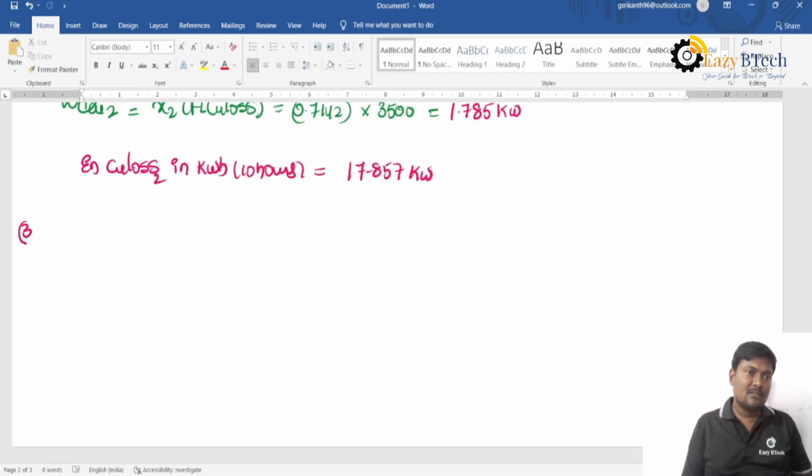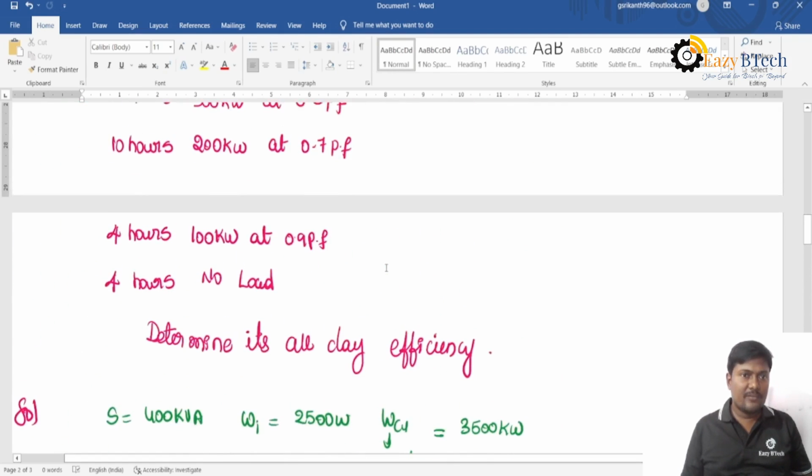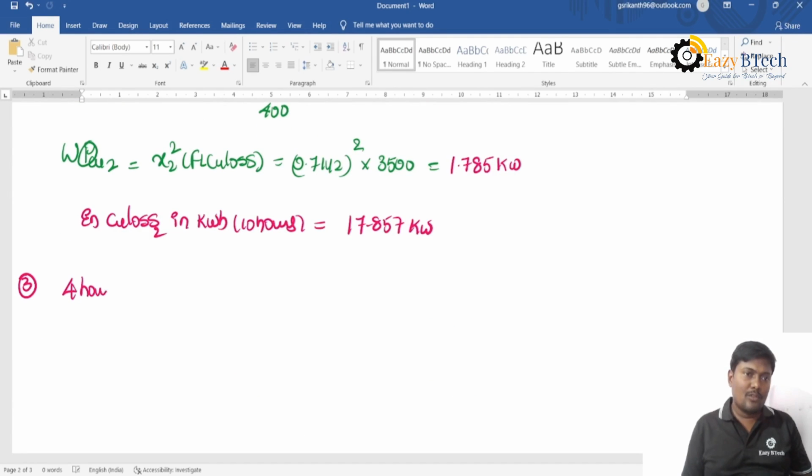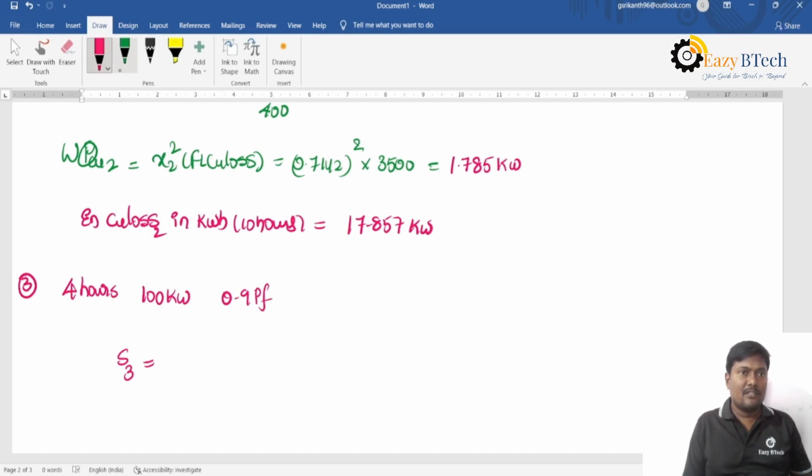And the third one, coming to the third case, 4 hours 100 kilowatts at 0.9 power factor. Find out the S3 value. 100 into 10 to the power of 3 divided by 0.9. 100 divided by 0.9 is equal to 111.11 kVA.